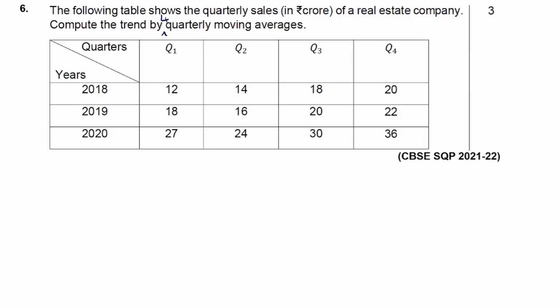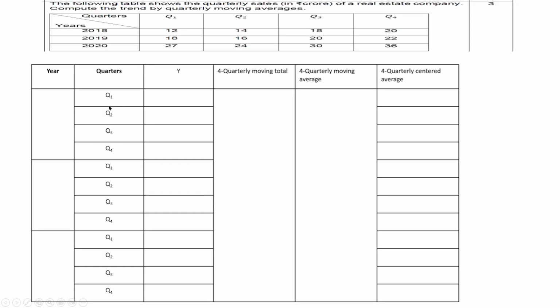Now moving on, the next question: the following table shows the quarterly sales in rupees crore of a real estate company. Compute the trend by 4 quarterly moving averages. So here we have the various years and the various quarters written here. We have to find the 4 quarterly moving average. So here we have the various years 2018, 2019 and 2020, and then we have the various quarters Q1, Q2, Q3, Q4 of 2018, then for 2019 and then for 2020.